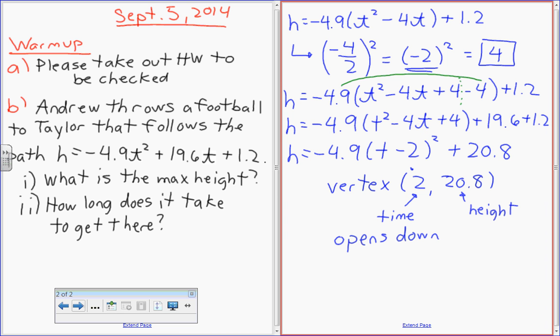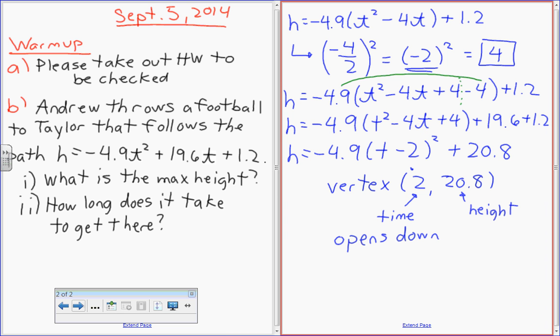Okay. So yes. Wait, so it opens. Why does it open down again? Yeah, it opens down because of the negative 4.9. Okay, it's the number in front of the brackets. Yeah. So the -2 turns into +2 for the vertex?